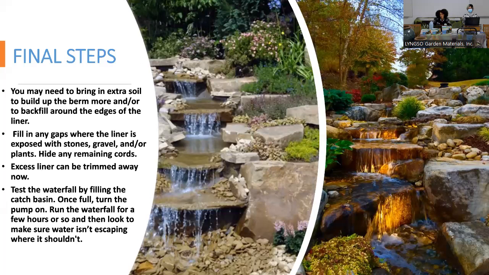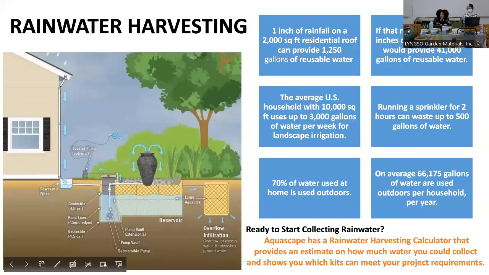You can test the waterfall now by filling the catch basin. Once full all the way, turn on the pump, run the waterfall for a few hours or so, and then go and inspect to make sure water isn't spilling or escaping out where it shouldn't.